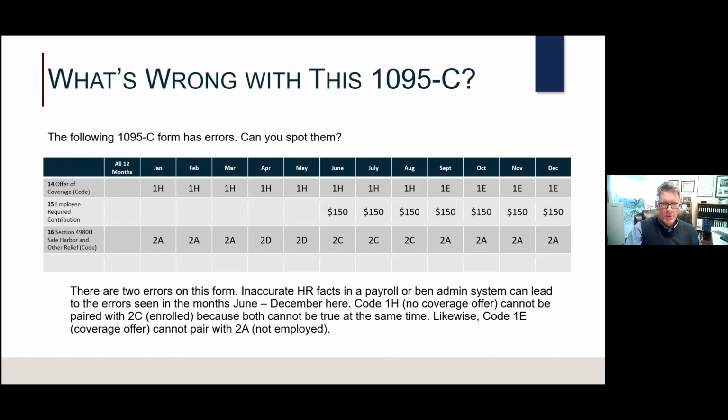So 1H, 2A looks good. 1H, 2D looks good, and then oops, here we go again. No offer of coverage, but the employee is enrolled. That can't be true. Both of those things can't be true. So this would be an error. You'd want to correct, most likely, the offer code on line 14 after you verified that the employee was in fact enrolled in insurance in June.